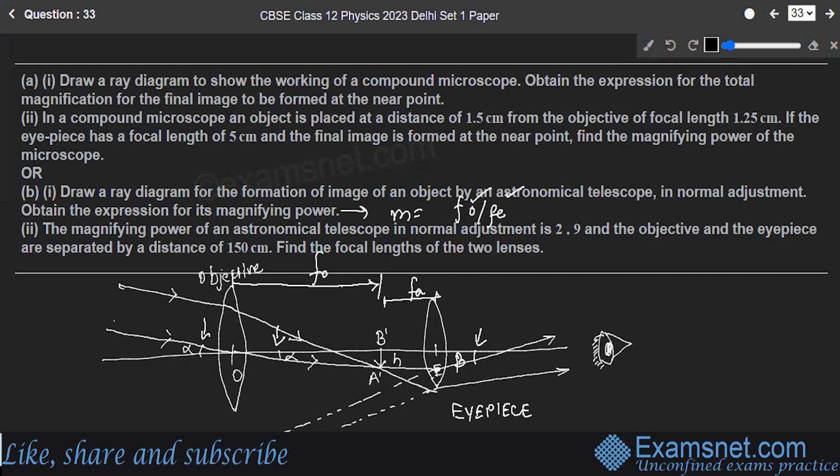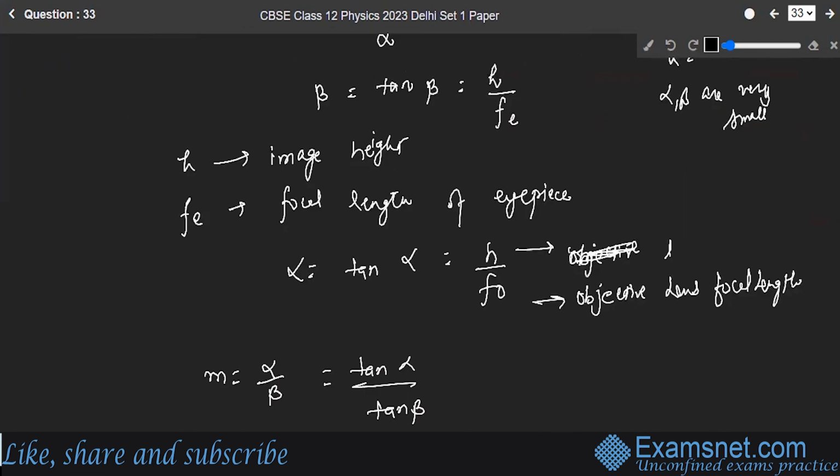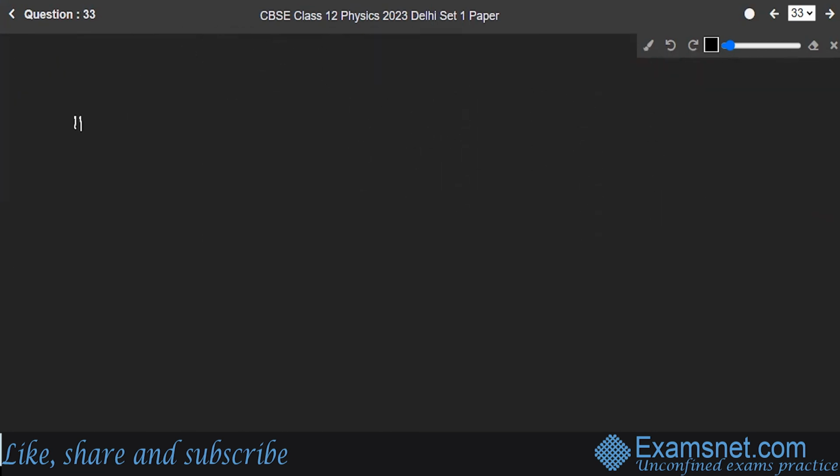Now the second part. The magnifying power of an astronomical telescope in normal adjustment is 2.9. Objective and the eyepiece are separated by a distance of 150 centimeters. Find the focal lengths of the two lenses. Okay. So second part here, D is equal to 150 centimeters. M is equal to 2.9. You have to find out f naught. You know, M is equal to f naught upon fe. We just derived this, right?